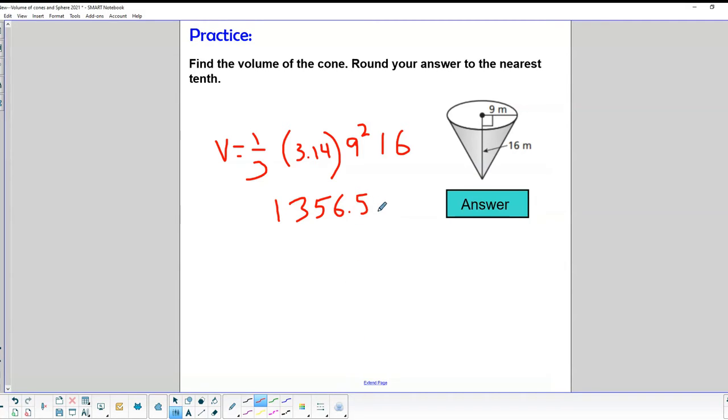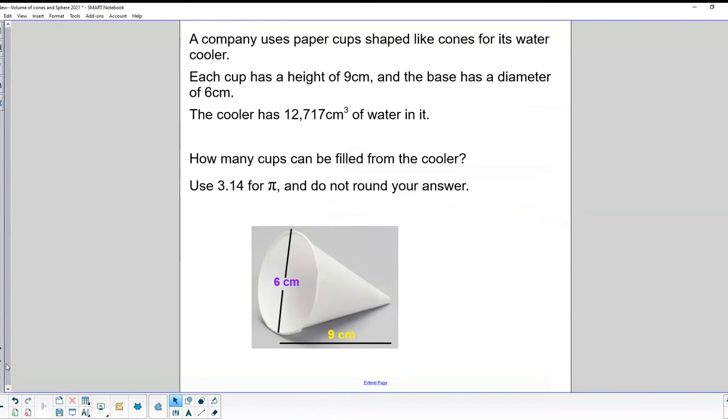1,356.5 meters cubed. Check our answer. Looks good. We're just batting 1,000 so far.